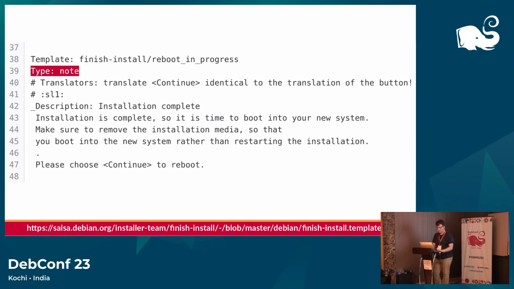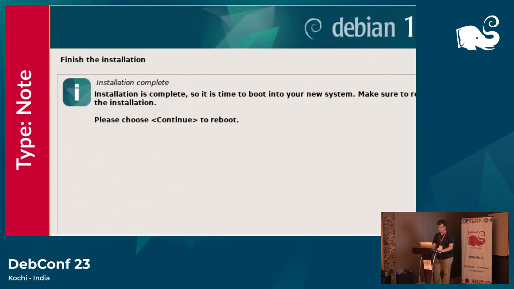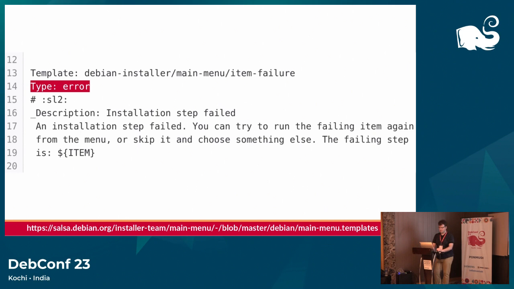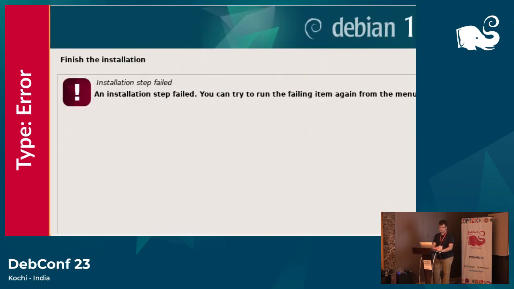And I left the most basic ones for last, the note type, which is just a message that you can display. There's the end of the install kind of thing. There's this error type, and you see there is some item variable at the bottom. You can substitute that as well while displaying this template, and that also displays like this. How these things are displayed depends on the front end, and in the text front end, as far as I can remember, the background turns red to indicate that it's an error.